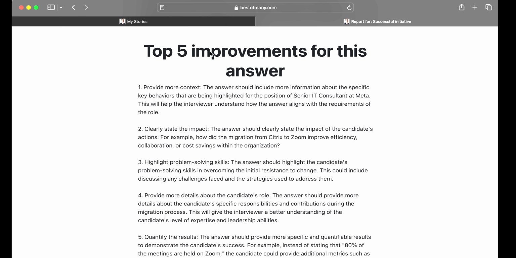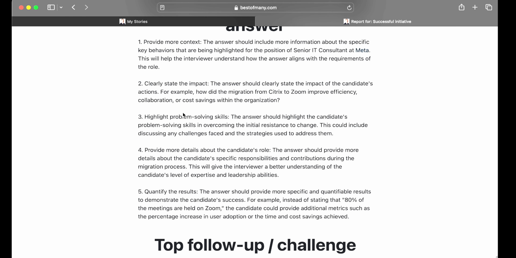Also, maybe more interestingly for you, with regard to this example, the top 5 improvements for this answer. One of them could be to provide more context. This answer should include more information about the specific key behaviors that are highlighted from the position title of Senior IT Consultant at Meta. So in this report, I took this position title and Meta as a target company. But looking at your own examples, it could also provide you some interesting insight as to how you could improve.